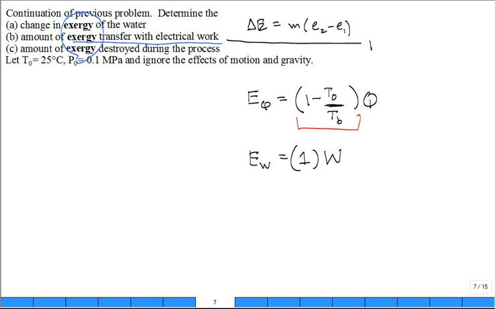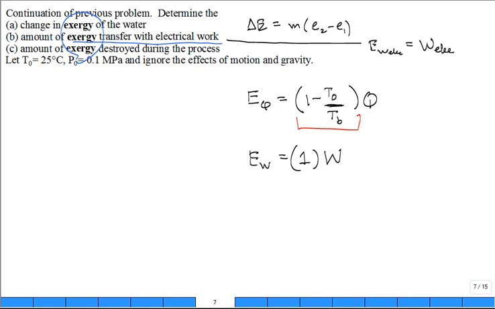The exergy transfer with the electric work is equal to the electric work. If your sign convention is the work in is positive, that exergy transfer in will be positive as well. If the sign convention is the work out is positive, then it will be a negative electric work, and then you have to say that that exergy transfer is a negative quantity out, sorry, a negative out, which would be a positive in.